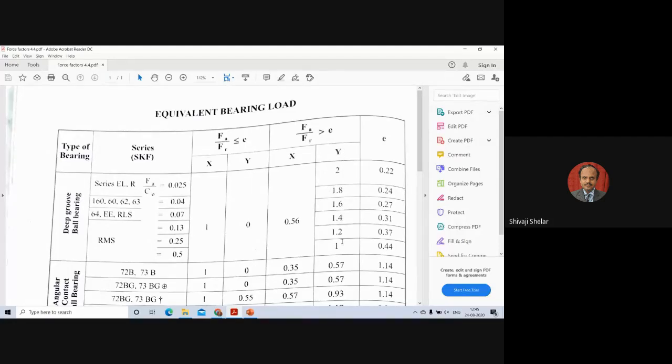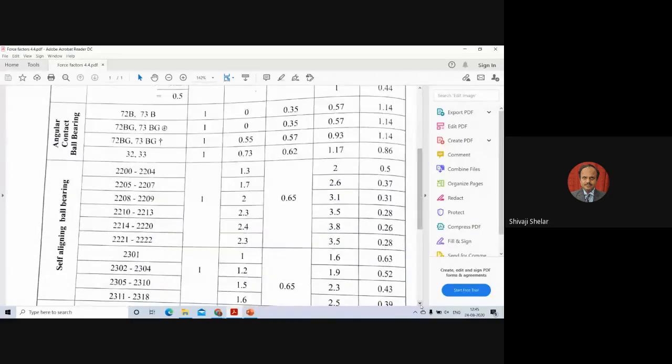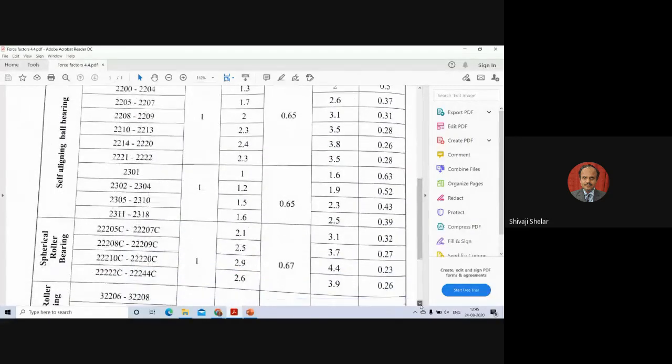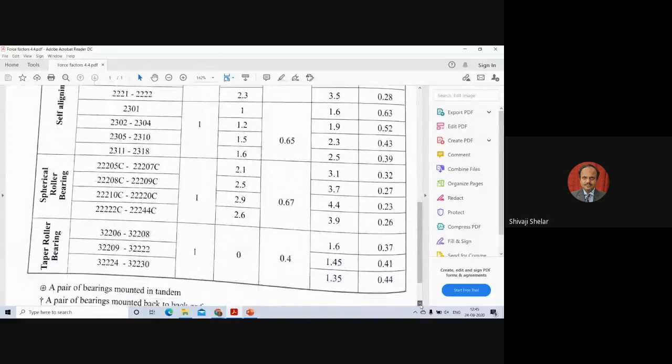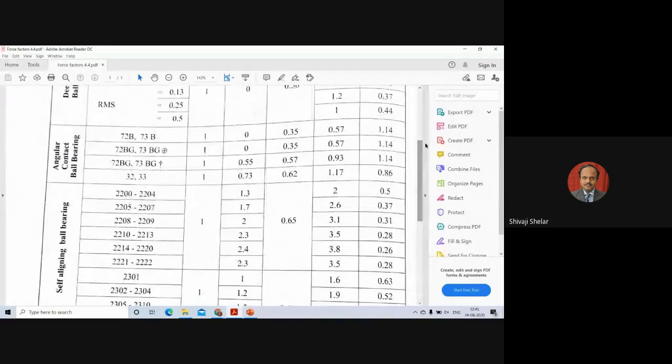So depending upon FA and FR, the effect of FA will be accounted with the Y factor here, the axial load factor. And this axial load factor varies from 1 to 2 depending upon the FA by FR ratio. So this is for deep groove ball bearing. Similar tables are available for self-aligning bearing, angular contact bearing, then spherical roller bearing and roller bearing. So based on the application, you decide the type of bearing to be used in that application.